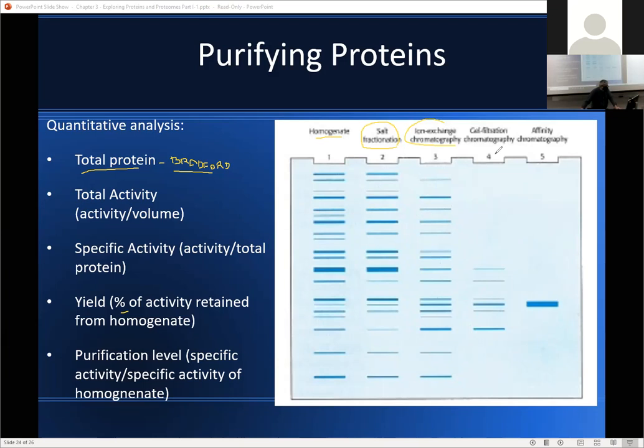Next step, gel filtration chromatography. So in this example, we're sorting out the proteins by size. You can see there's a whole lot more proteins we got rid of. Finally, the last step, affinity chromatography, and we get one single band of protein that represents our protein of interest.